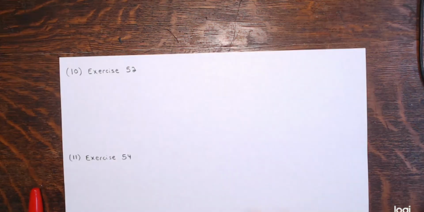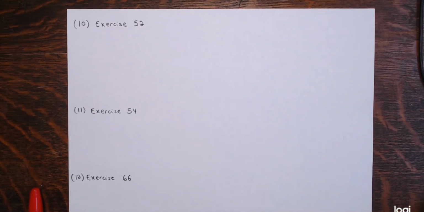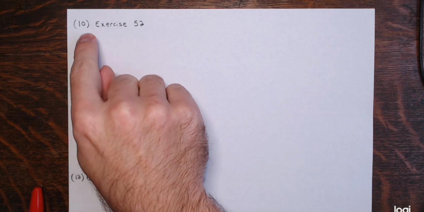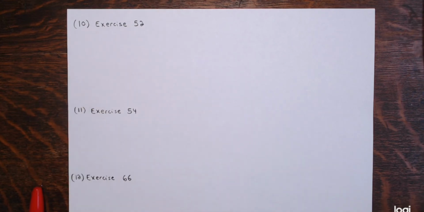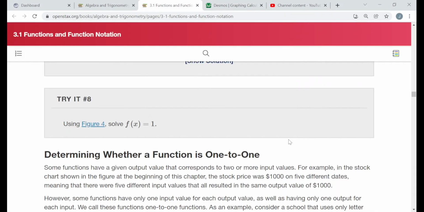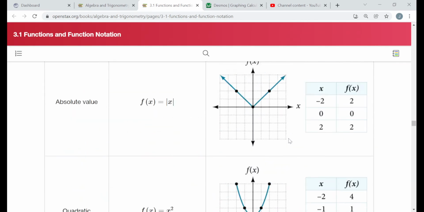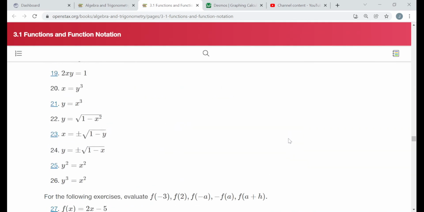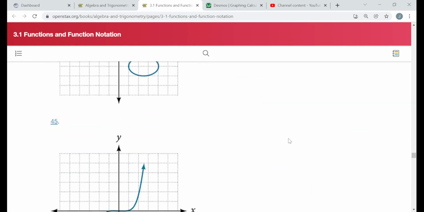All right, so for my next examples, I'm going to go back to the text. I just have the exercise numbers written out because I think they're graphs. Let's take a look at them. Example 10, let's do exercise 52 from the text. Going back to the OpenStax text here, let's go all the way down to the exercises at the bottom of the section. I want to do exercise 52 that relates to this particular objective.